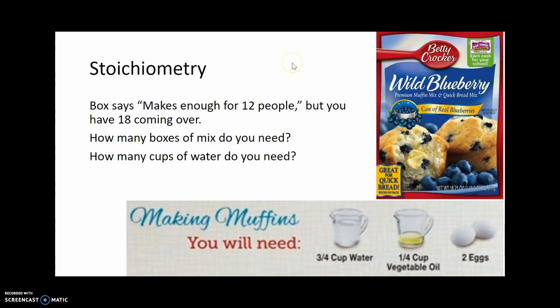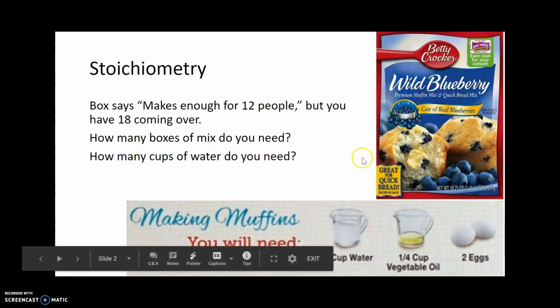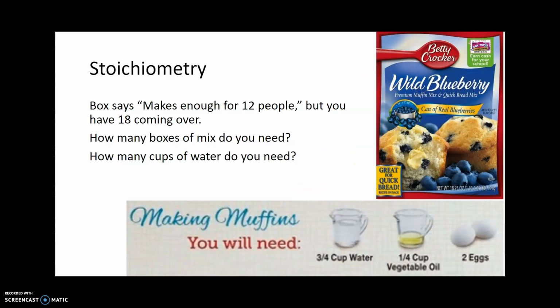There are 18 people that you need to make muffins for. So how many boxes of mix do you need, and how many cups of water do you need, since that's the first ingredient, right? If we have 18 people over, that's more than 12. So obviously we'll need to make some multiples of the box mix. And the recipe calls for 3/4 of a cup of water. Well, we're going to need more than that because we need more than one box. But how much do we need?